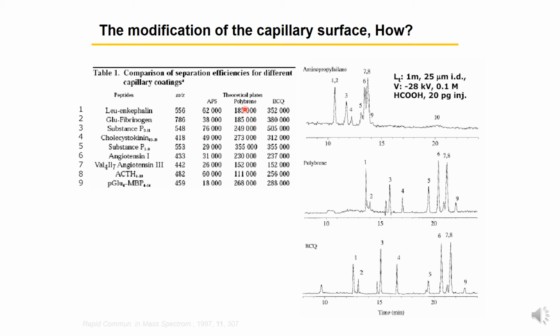And we see that when we have this information, we know that on the BCQ we have a higher value of the theoretical plate as compared to the polybrene, and then we have sharper peaks with the BCQ as compared to the polybrene. So the better separation is with the BCQ as compared to the polybrene.